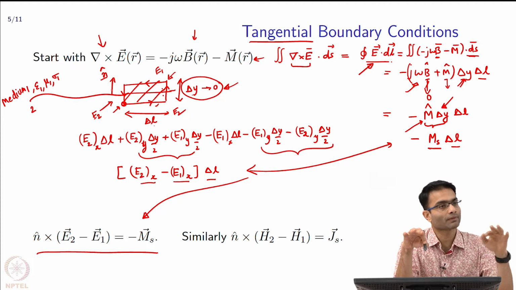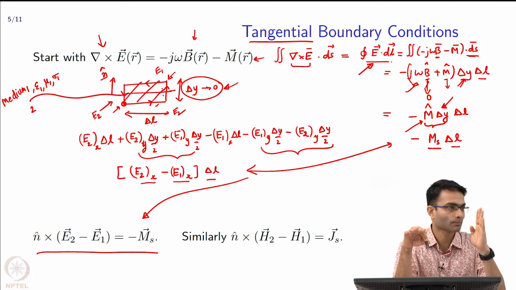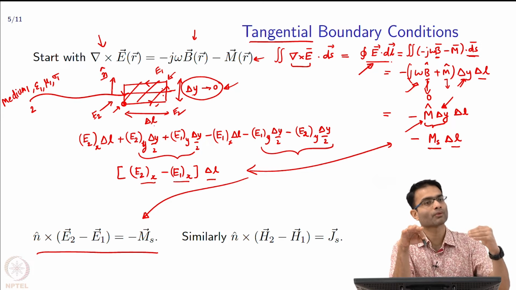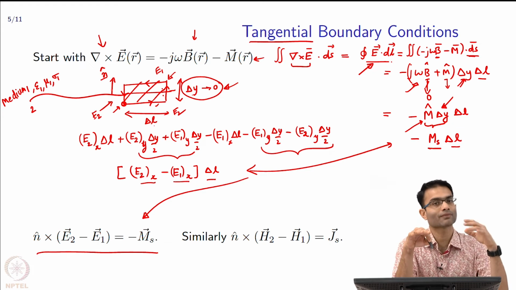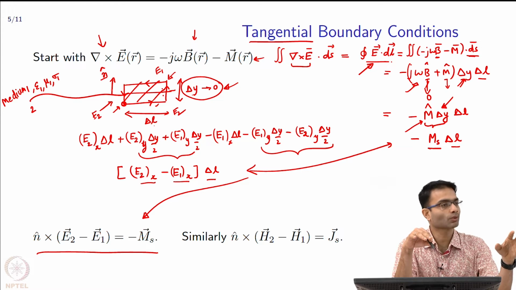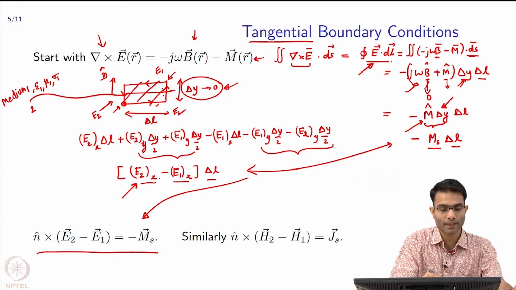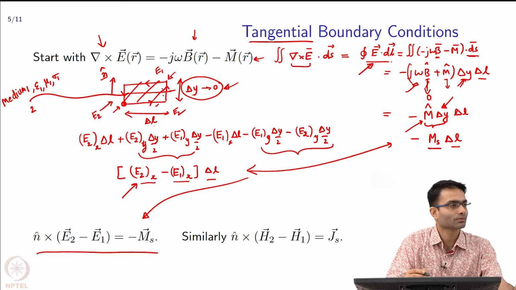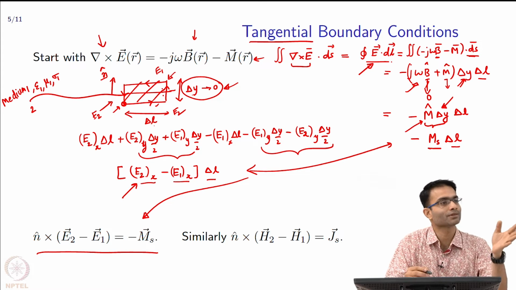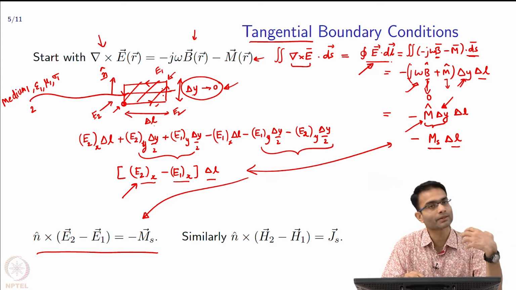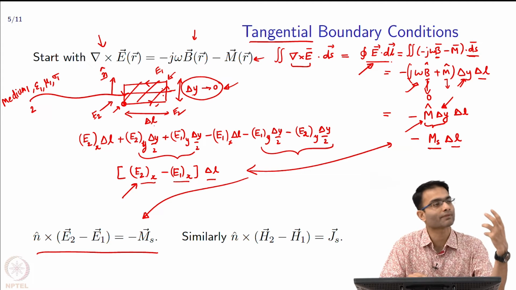n cross any vector will be perpendicular to n, and n is perpendicular to the boundary. So n cross E will always be along the boundary, right. So this is one very clever way of using vectors to give us the tangential field immediately. The high school way of writing it is like this, E2 tangential. That is how you have seen E tan 1 is equal to E tan 2, but we can write it in a more sophisticated way now using the language of vectors.